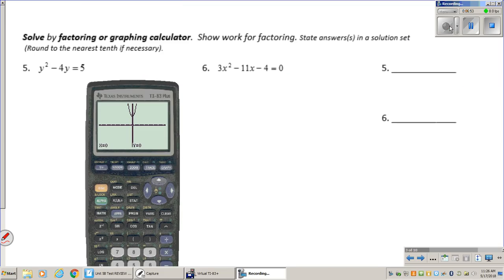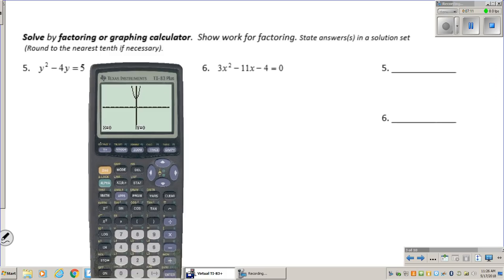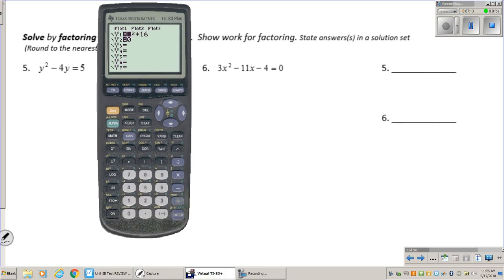Okay, we're going to take a look at number 6. Here we're given the option to solve by factoring or graphing calculator. Again, you need to make sure the equation is in standard form. This time we have our x squared, our x, and our constant, and the equation does equal 0. So we're in good shape there. We're going to go to the graphing calculator. I'm going to do the calculator first, and then I can show factoring. We have 3x squared minus 11x minus 4, and on line 2 we have our 0.